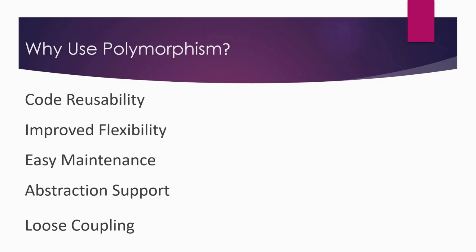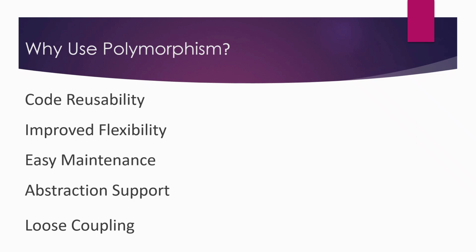Why use polymorphism? 1. Code reusability. You can reuse the same method name or interface across multiple classes. This reduces duplication and makes your code cleaner. Example, a print method can be reused for printing text, images, or documents, each with different behavior. 2. Improved flexibility. You can write code that works with objects of different types without changing the logic. Example, a method that accepts a shape parameter can work with circle, square, or triangle objects without rewriting the logic.